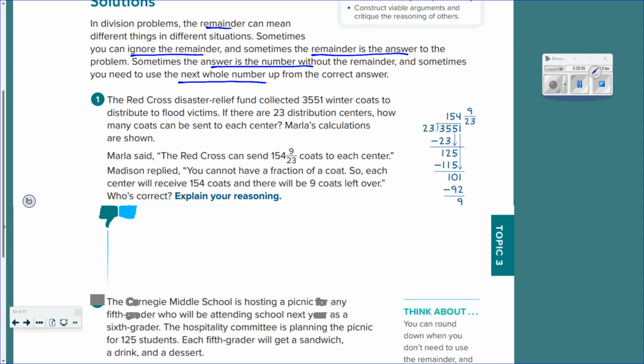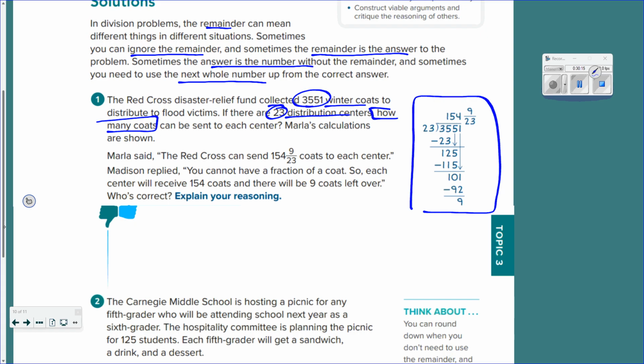The Red Cross collected 3,551 winter coats to distribute. There are 23 distribution centers. How many coats can be sent to each center? Here are Mara's calculations. I will tell you up front, her calculations are correct. She said that she can send 154 and 9/23rds coats to each center. Madison replied you cannot have a fraction of a coat, so each will receive 154 coats, with 9 coats left over. Who is correct? Go ahead, talk about it at your table and write down your answer.